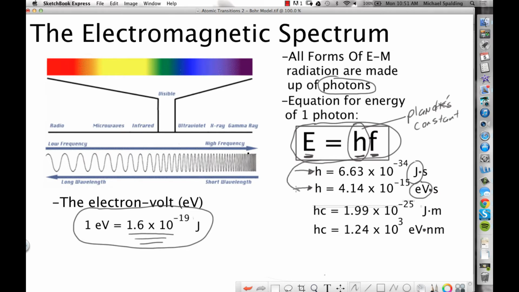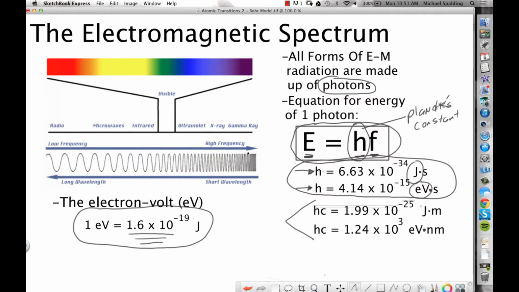So we have two versions of Planck's constant. The first one uses joules, the second one uses electron volts, and then this here, h times c. Now look, you could figure that out by yourself. You could take h and multiply by c.